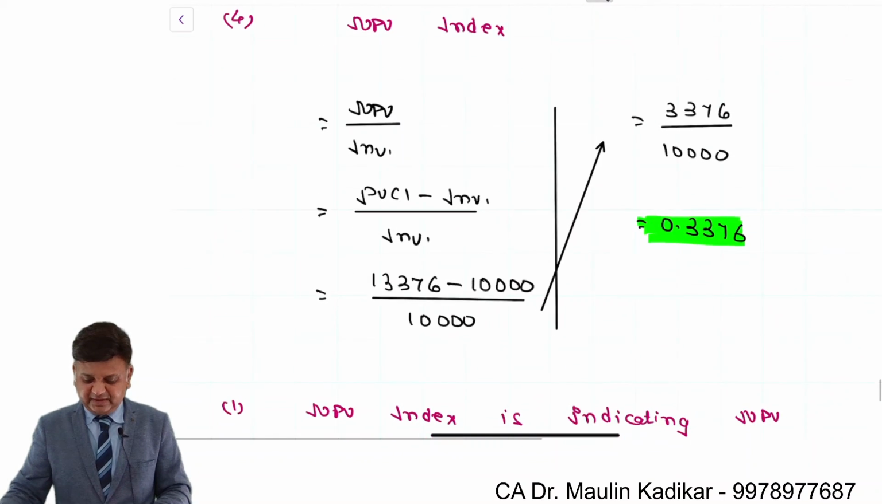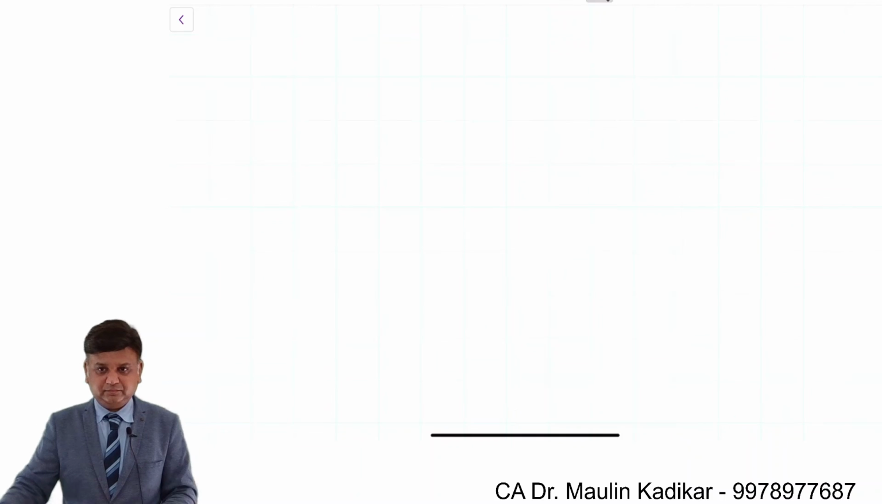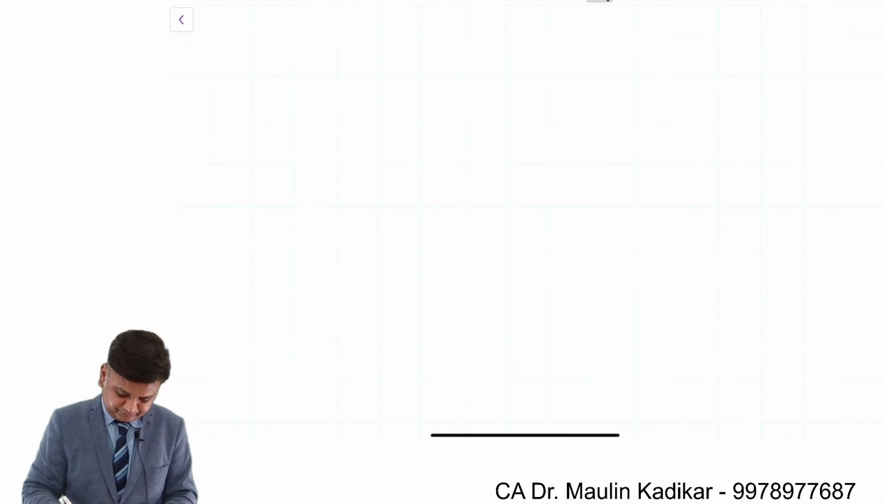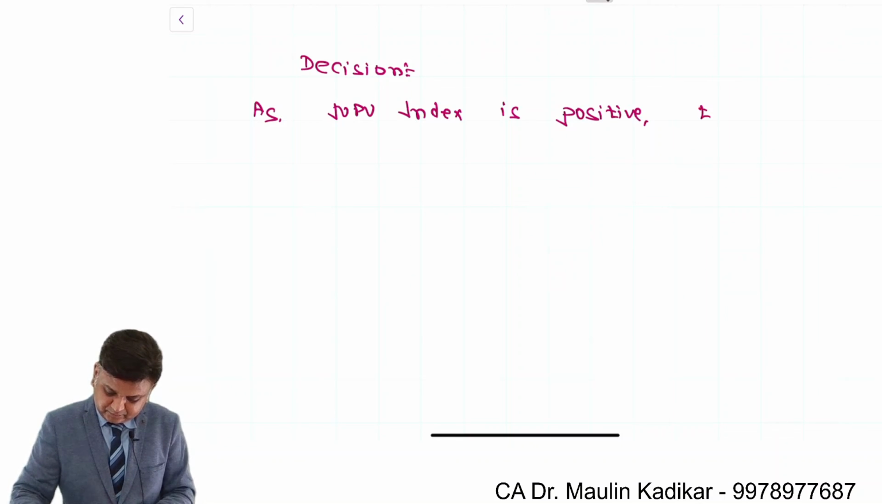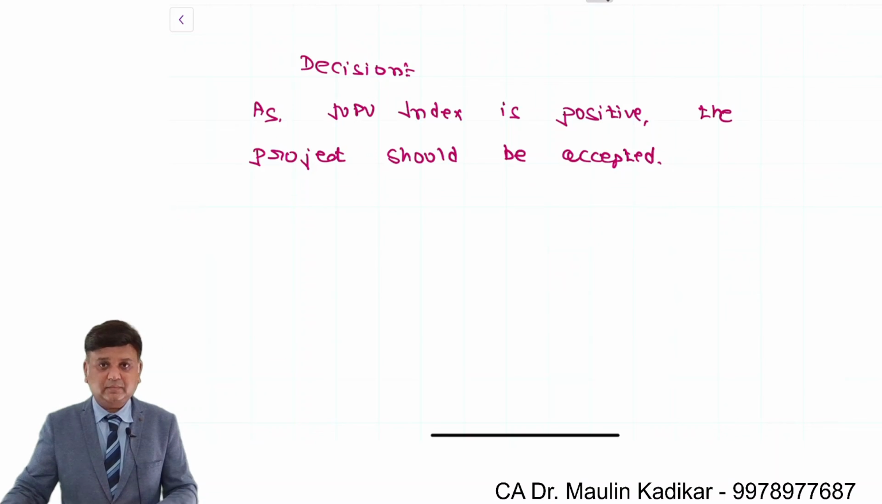Now please write down this NPV index answer. Write down the decision: as NPV index is positive, the project should be accepted. Read the answer.